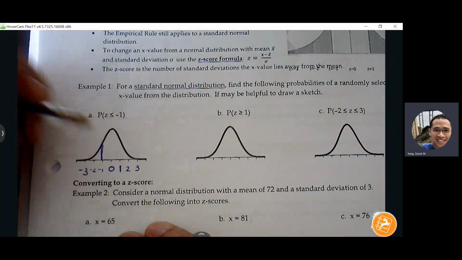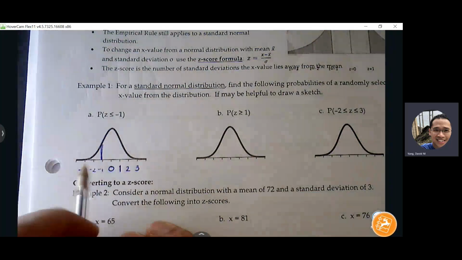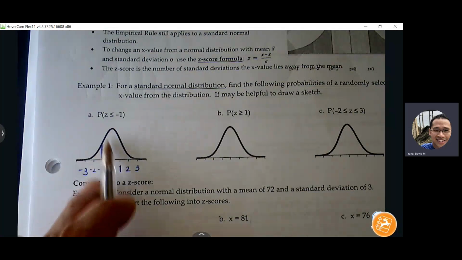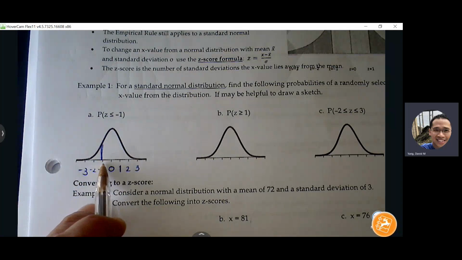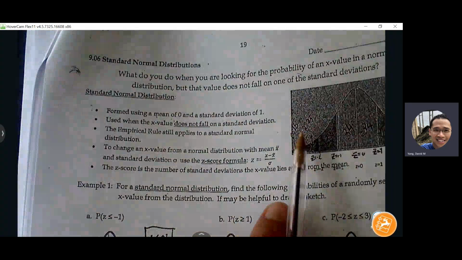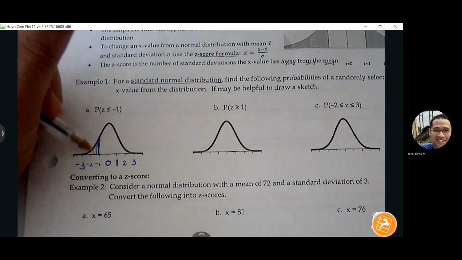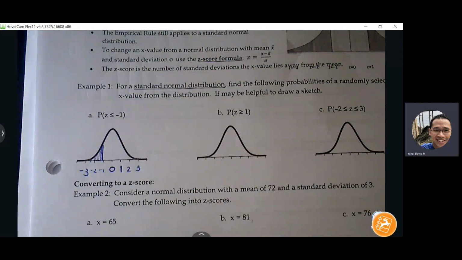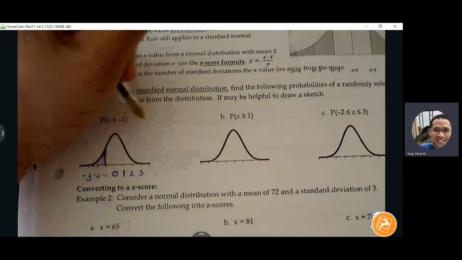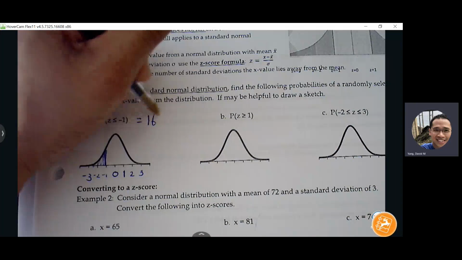Now we know what this decimal value is. We know that this is everything to the left of that 34 line. So it's going to be 13.5 plus 2.35 plus 0.15. So the probability of a z-score less than or equal to -1 is simply 16%.